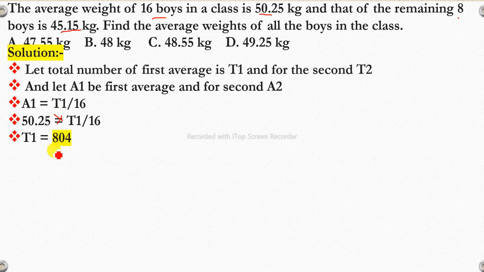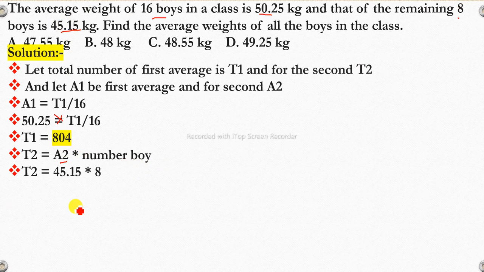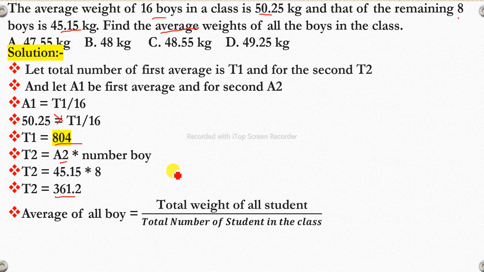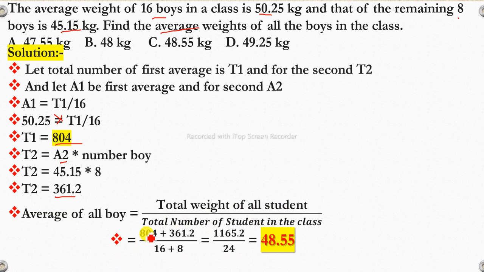So we get, by using the crisscross formula, T1 is equal to 804, and T2 is equal to the average of the remaining 8 students times the number of boys. So T2 is equal to 361.2. We are asked to find the average weight of all boys in the class. So we have to first add this and this, then divide by the number of students. Here 60 plus 8 is equal to 68. So the average of all boys is equal to the total weight of all students over the total number of students in the class. So here we have to add this and this together.